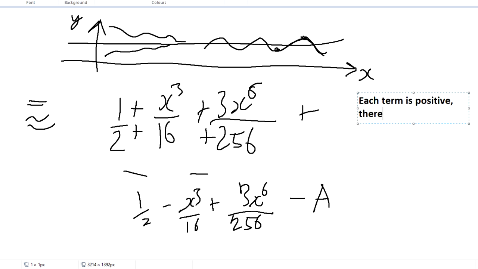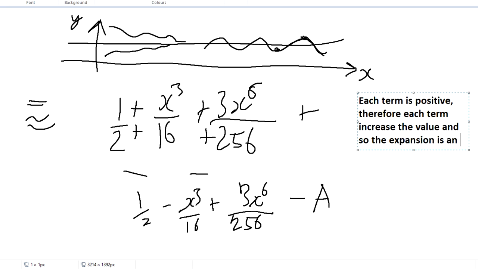Therefore, each term increases the value, and so the expansion is an underestimate.